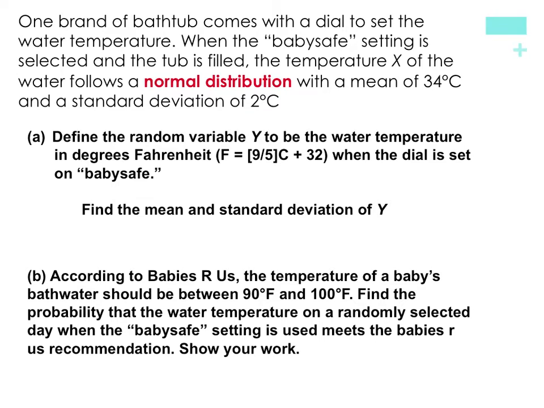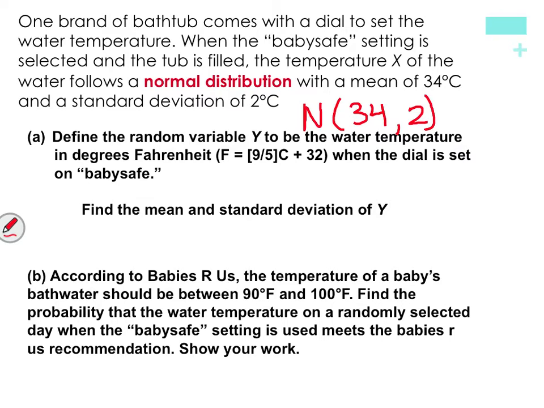So let's take a look at this example to be done with this video. Okay, so one brand of bathtub comes with a dial to set the water temperature. When the baby safe setting is selected and the tub is filled, the temperature X of the water follows a normal distribution with a mean of 34 degrees Celsius and a standard deviation of 2 degrees Celsius. So we have a mean of 34 and a standard deviation of 2.